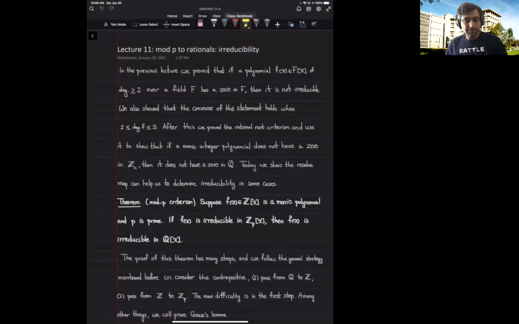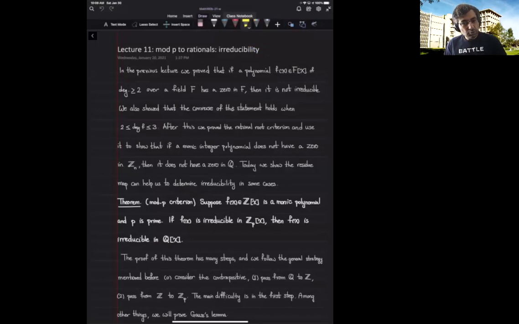After this, we focused on understanding whether or not a polynomial with rational coefficients has a 0 or not. We proved the rational root criterion. We used this to show that if a monic polynomial has a rational solution, then it should be an integer. Then this is used in order to show that if a monic integer polynomial does not have a 0 mod n, then it cannot have a 0 in Q.